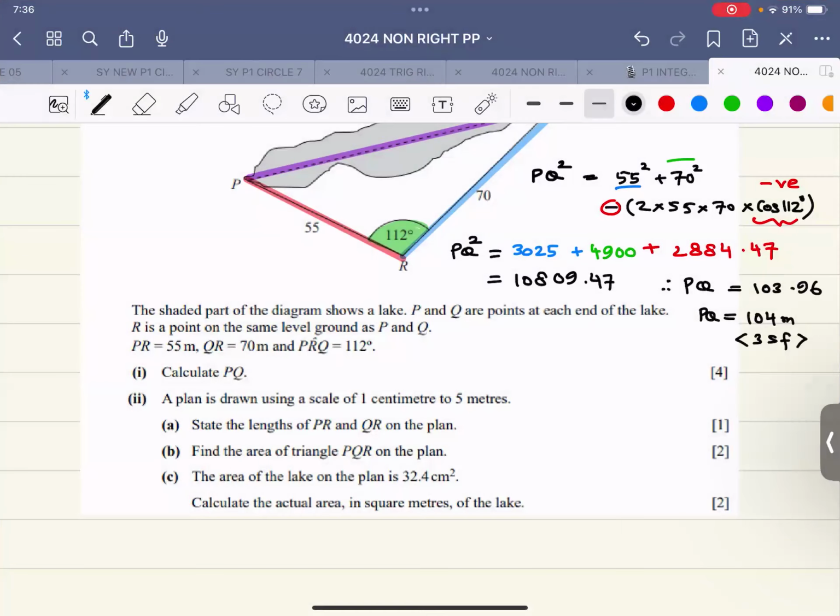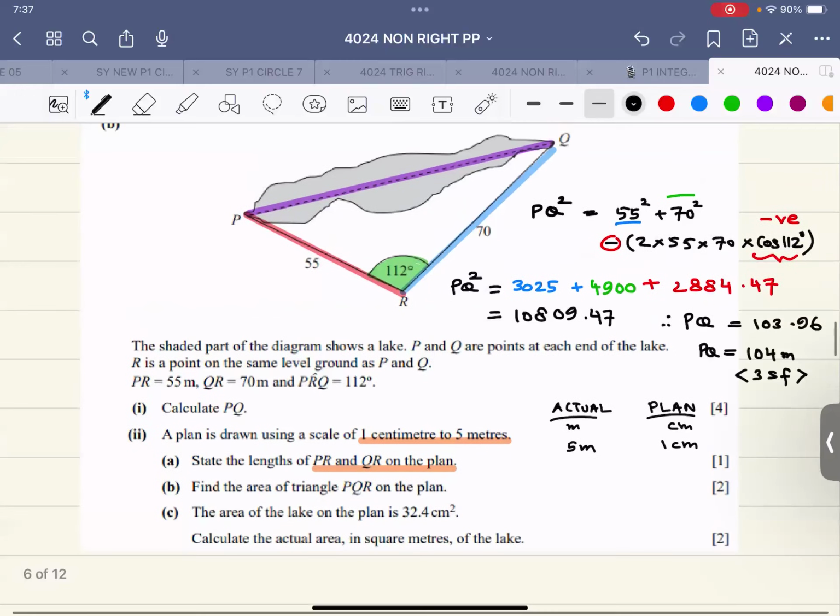It says a plan is drawn using a scale of 1 centimeter to 5 meter. State the length of PR and QR on the plan. So this is basic scaling. First of all, let me write actual and then the plan. The actual is in which units? That is meters. Plan is in centimeters. So therefore, 5 meter is 1 centimeter. You're scaling it down 5 times.